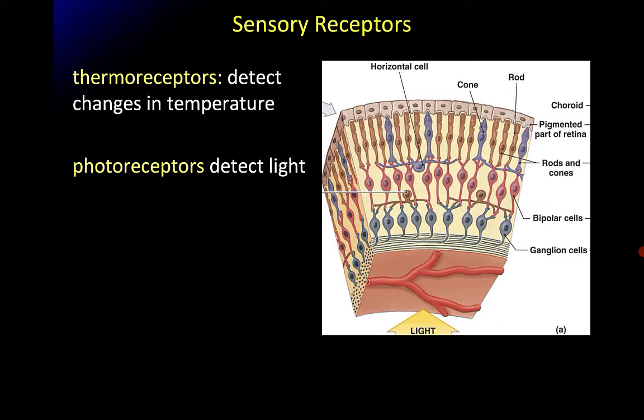Rods, on the other hand, are really going to be more about picking up light or not picking up light. And we're going to use these for some kind of night vision, but they're going to lack the ability to differentiate between colors.